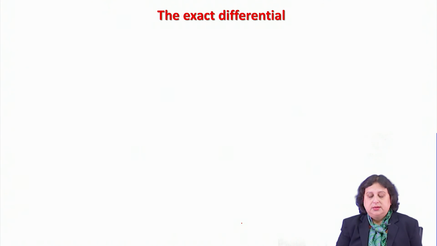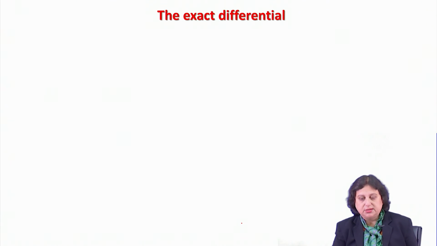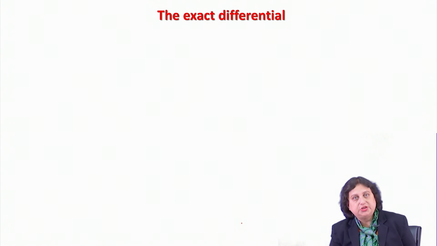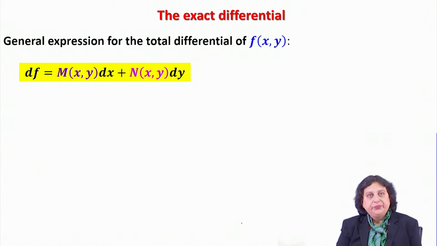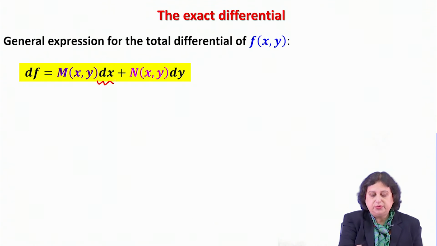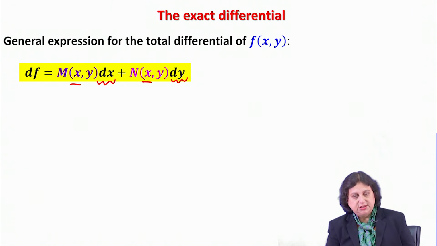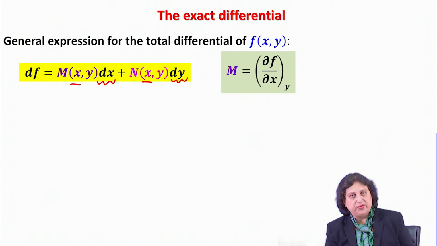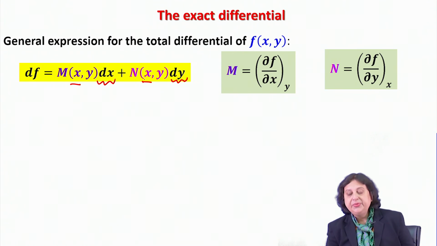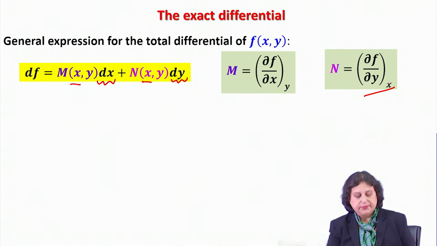There is one further concept that I am going to explain to you here, and that is the concept of an exact differential. So what is an exact differential? For a total differential of f(x,y), we have seen that I can write it in this form where df is something times dx and something else times dy. These coefficients which appear with dx and dy respectively are general functions of x and y. And by definition, what is M? M must be the partial derivative of f with respect to x, keeping y constant, and N is the partial derivative of f with respect to y, keeping x constant.